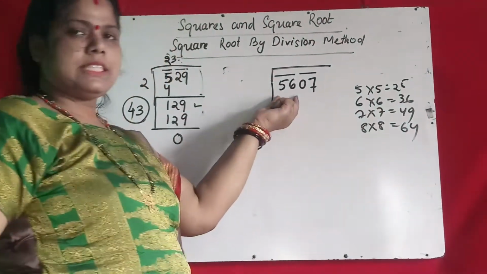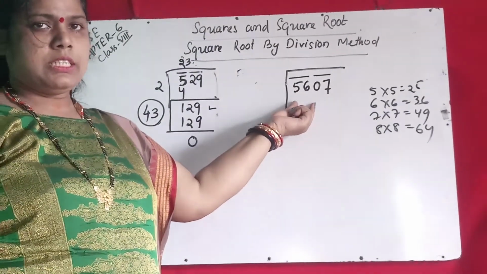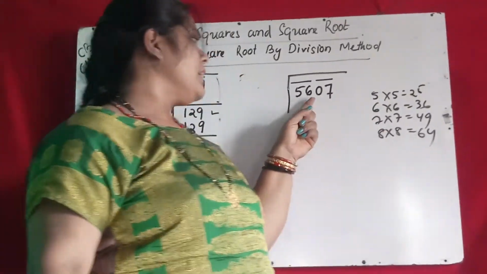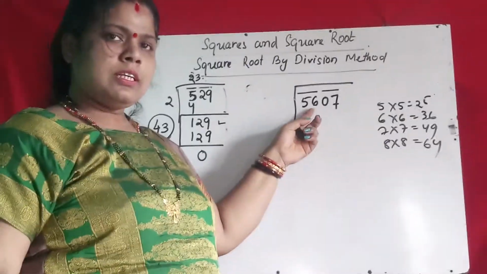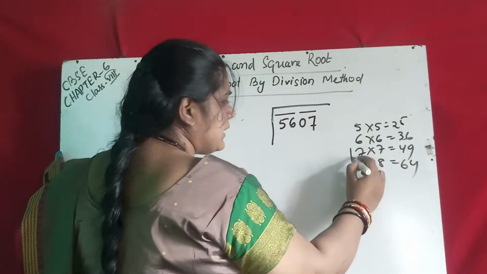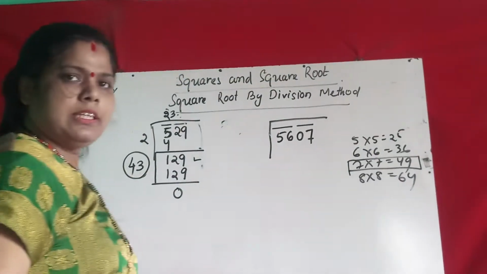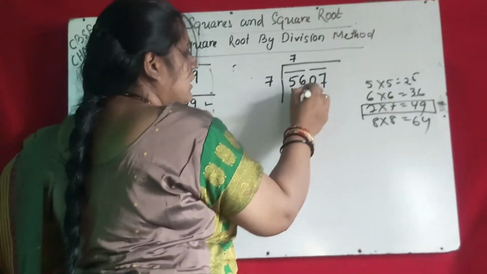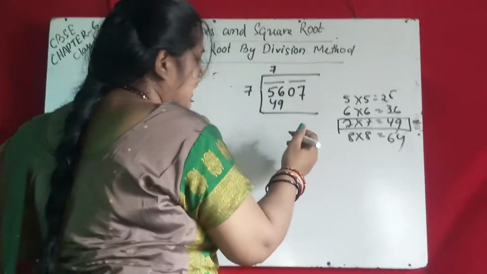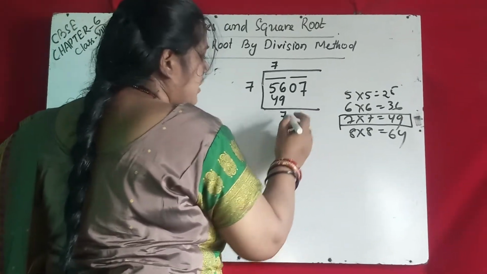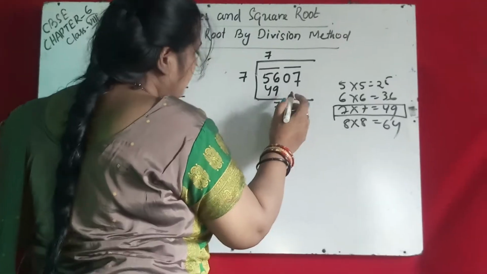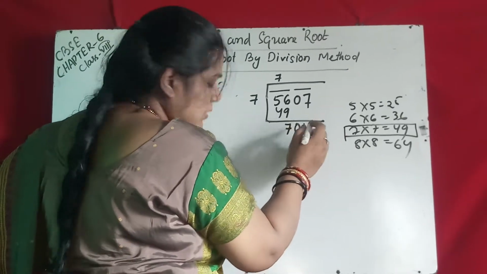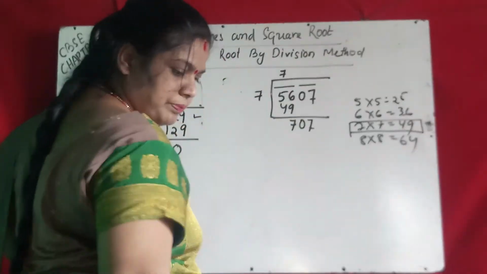Same thing. Now it is 56, a two-digit number, which you take at a time. 7 times 7 is 49, 8 times 8 is 64. So you must take 56 or less than 56, which means we take 7 times 7 is 49. Put 7 here and 7 here. Subtract: 56 minus 49 is 7. Then bring down 07.